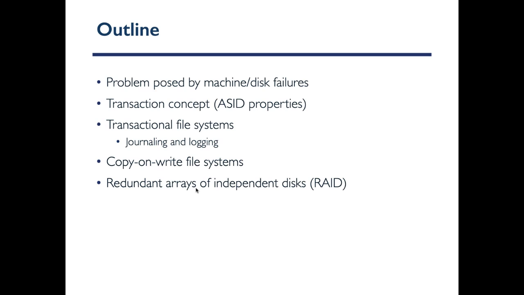So what we're going to see is the problem that we might have with failures. We've already set the stage, so I'll just talk a little bit more about it and give you examples of what could go wrong. We'll talk about transactions and the ACID properties of transactions. I'll briefly talk about, hopefully, transactional file systems and copy on write file systems. And eventually, if I have time, I'll talk about RAID.